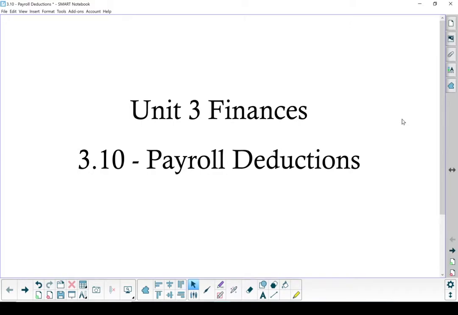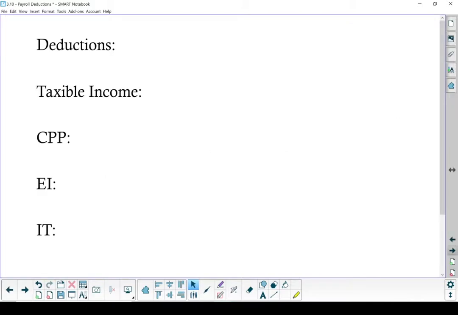Unit 3 Finances, Section 3.10, Payroll Deductions. Let's go through a couple of definitions first. Let's start with deductions. Deductions are any money that is taken off of your gross pay.